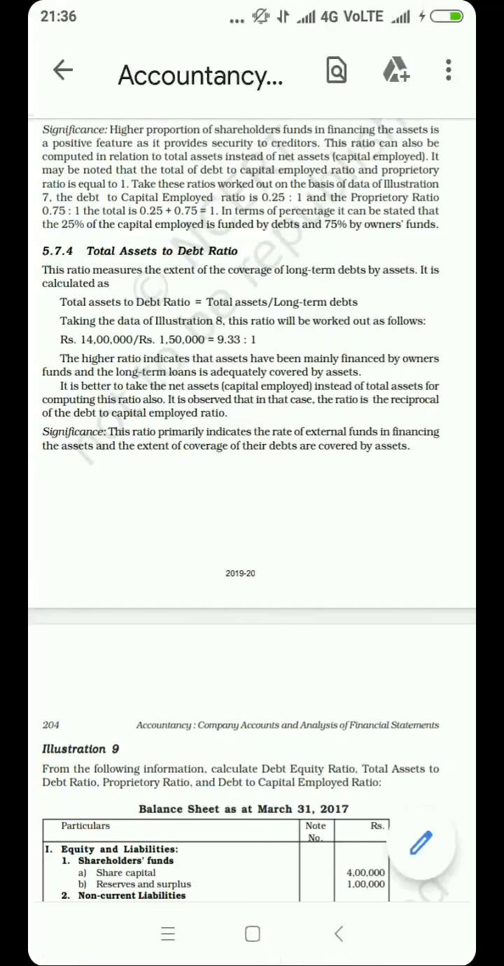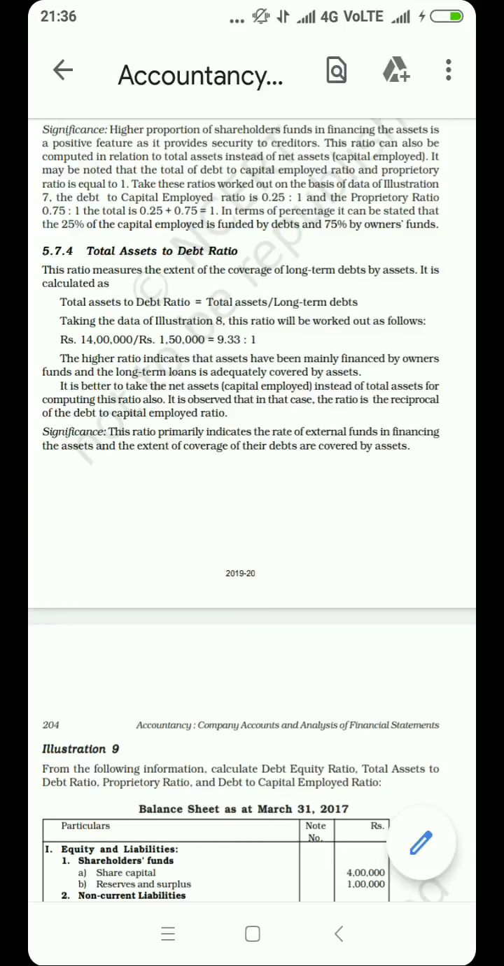The higher ratio, see it is given here, total assets by long-term debts. The higher ratio indicates that assets have been mainly financed by owners fund. Owners fund means equity. And the long-term loan is adequately covered by assets, which means a higher ratio states the company has more equity and less loan. And whatever loan the company has borrowed, it is in a good position to repay the loan.